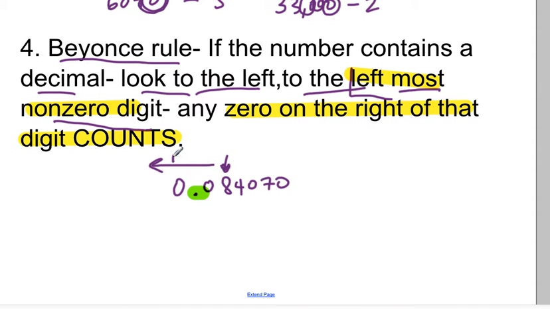Anything on this side? No, does not count. Anything on that side? Yes. Or in Spanish we say sí. Counts, which would be basically we know the 8 and the 4 and the 7 count, but these 2 zeros count, so this number has 5 significant figures using the Beyonce rule. So as soon as you see a number with a decimal, automatically look for Beyonce. Let's do another one.